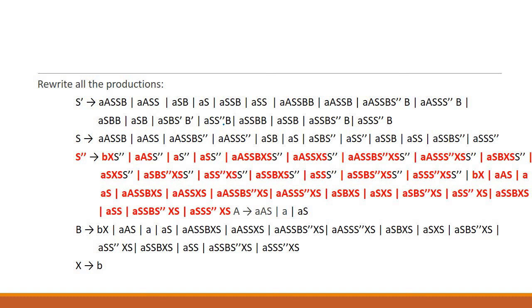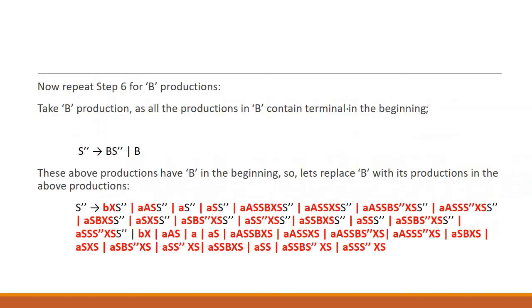lots of productions in one particular set, and sometimes the productions are identical to each other. For example, S dash is producing AASSB, and here again AASSB. So for every production which appears again in the same set, we can remove one of them because it's a set of productions, and a set only contains unique values, not duplicates. So later we will do this job.